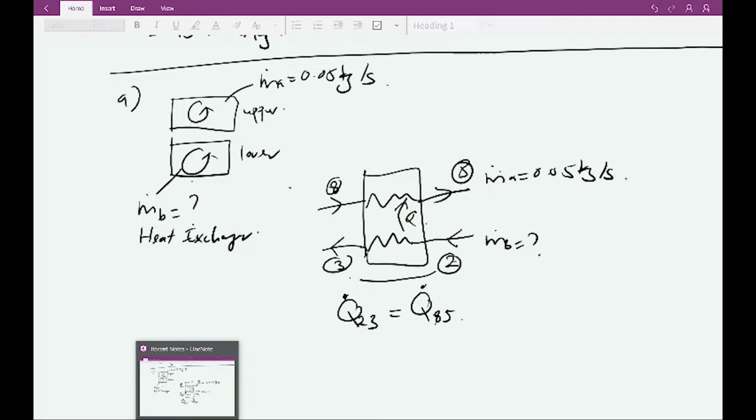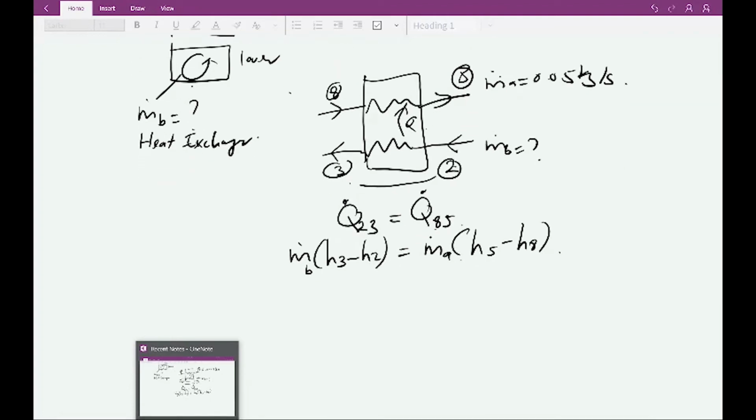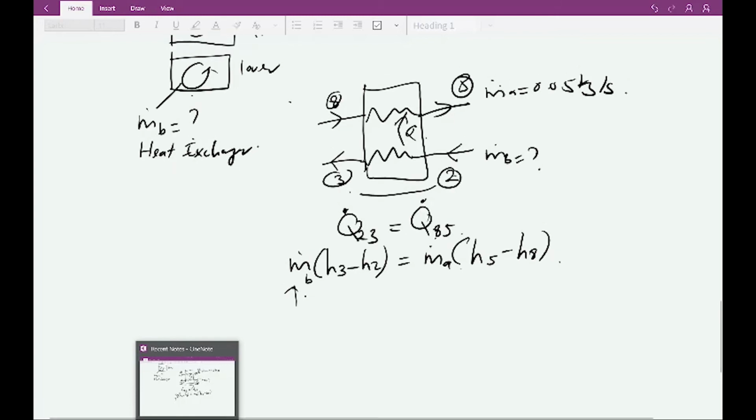So what is the heat equation? It is the mass flow rate times the enthalpy change. ṁB (h3 minus h2) equals ṁA (h5 minus h8). The mass flow rate at the lower cycle is ṁB, and for the upper cycle is ṁA. We use this equation to solve the problem and find ṁB, which is the mass flow rate for the lower cycle.